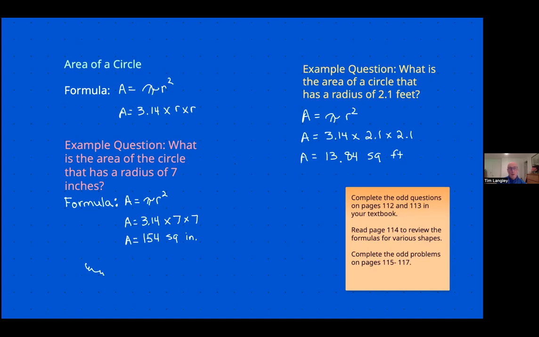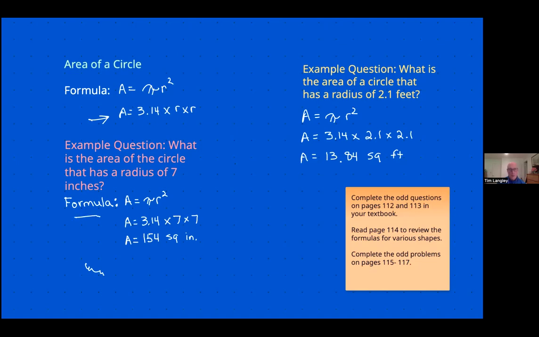So rewritten right below here is where I'm pointing my arrow. Area equals 3.14, which is easier to do on a calculator, times r times r, because r squared means times itself. Like 2 squared is 2 times 2. So let's look at this example question. What's the area of the circle that has a radius of 7 inches? Rewrote the formula. Area of a circle is pi times r squared.